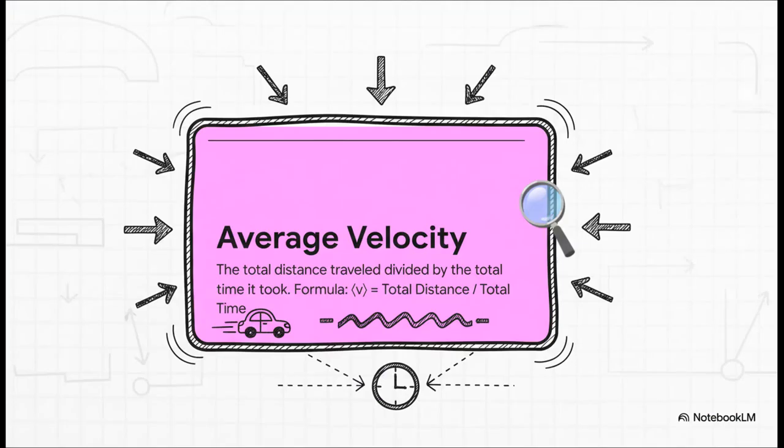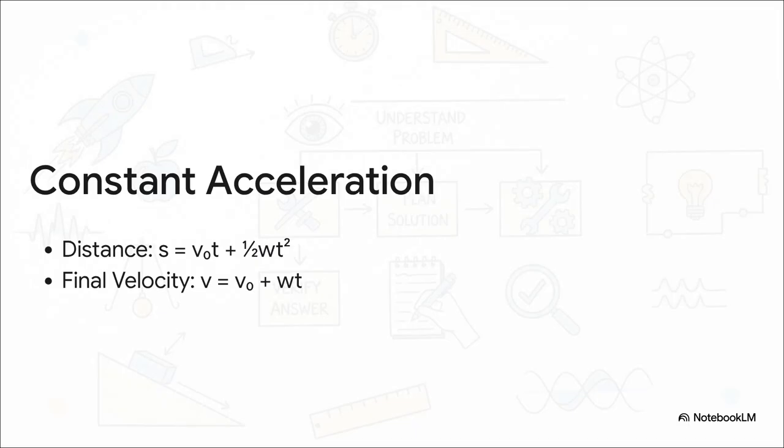First up, a concept that seems simple but is super powerful, average velocity. It's just the total distance you traveled divided by the total time it took. This is a huge clue for us, and we are absolutely going to use this formula to find a key piece of the puzzle.